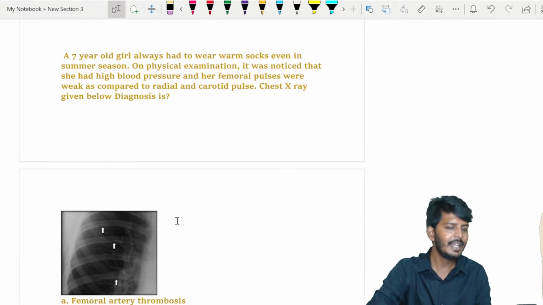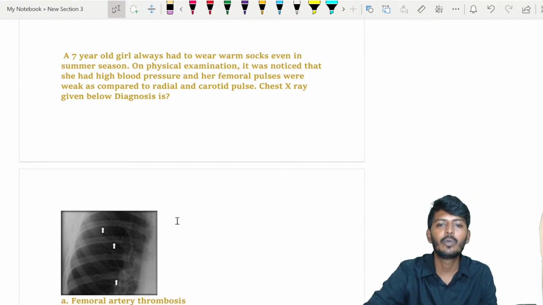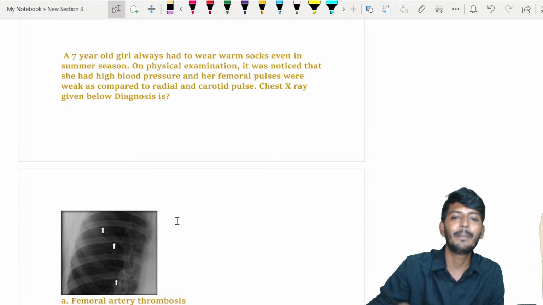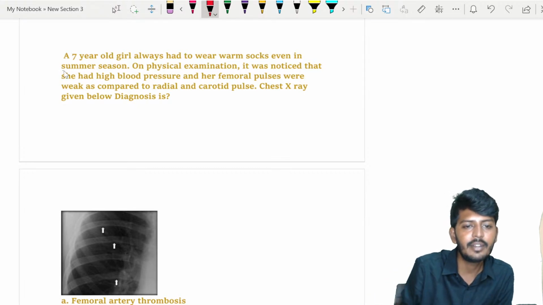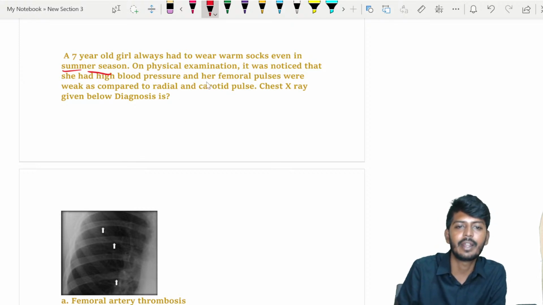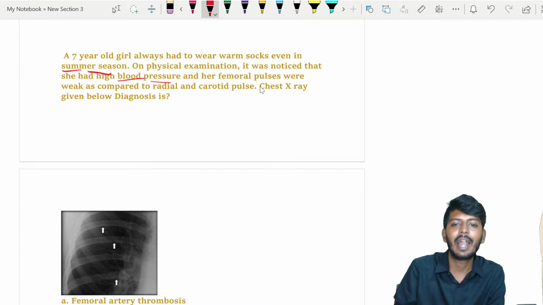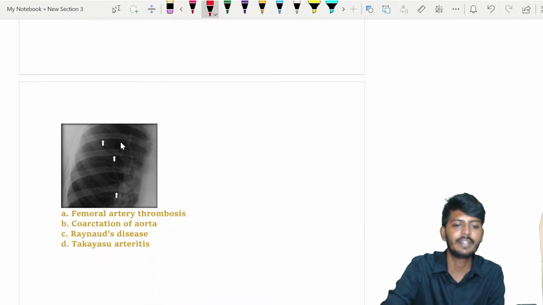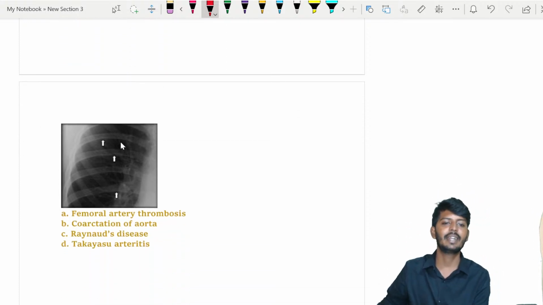So a 7-year-old girl always had to wear warm socks even in summer season. Oh my God, in summer season she wants to wear socks. On physical examination, it was noticed she has a high blood pressure, and femoral pulses were weak as compared to the radial and carotid pulses. Chest X-ray is given below. What is the diagnosis? Jaldi jaldi batao bachcho, what is the diagnosis?